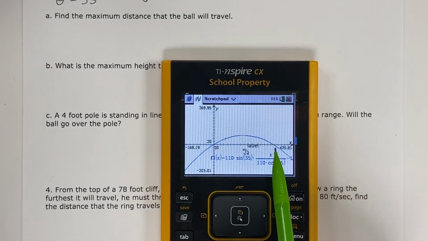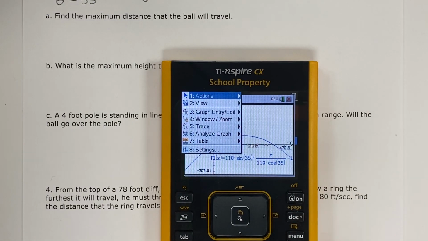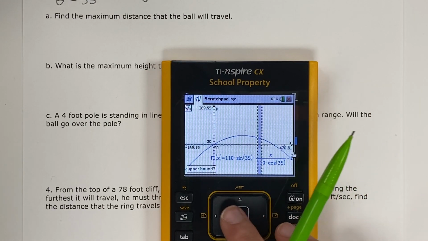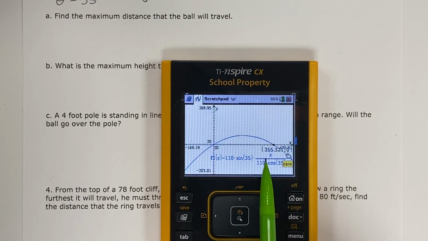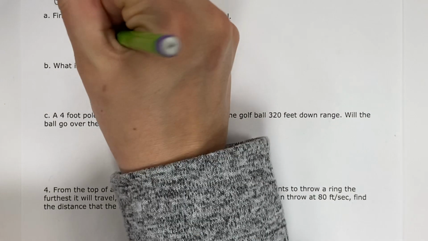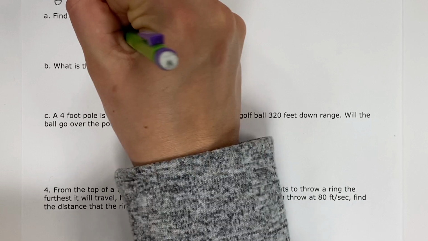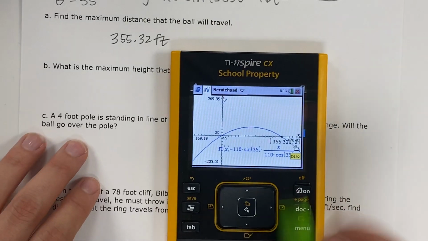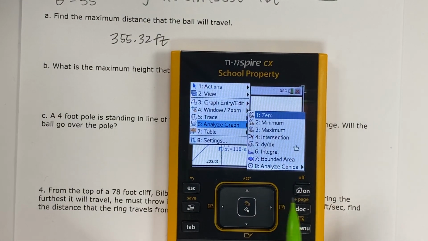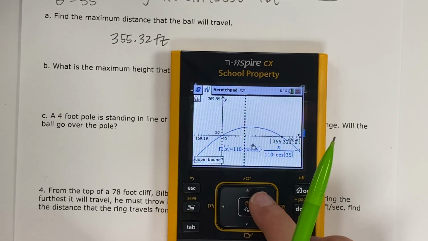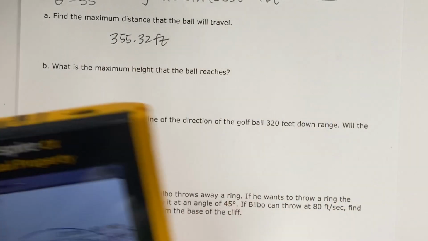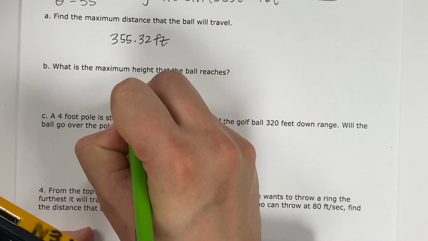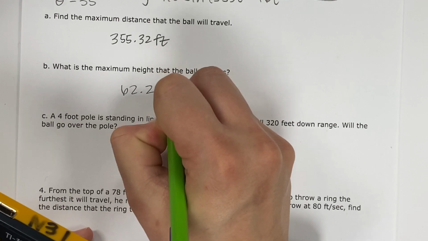Okay, max distance. So that's this far right side. Menu, analyze, that's an x-intercept, which is a 0. Left side, right side. So that's 355.32. We are measured in feet. Maximum height, so that's the maximum. Remember, height is y value. It's a y distance, so pick the y value. That's 62.2, we'll say. Don't forget your units.